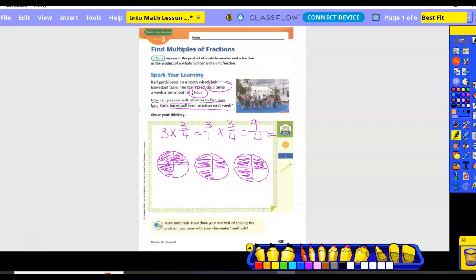Okay. So how many times does 4 go into 9? 2 times. 2 times 4 is what? 8. 9 minus 8 is 1. And I keep my same denominator. So 2 and 1/4 hours.